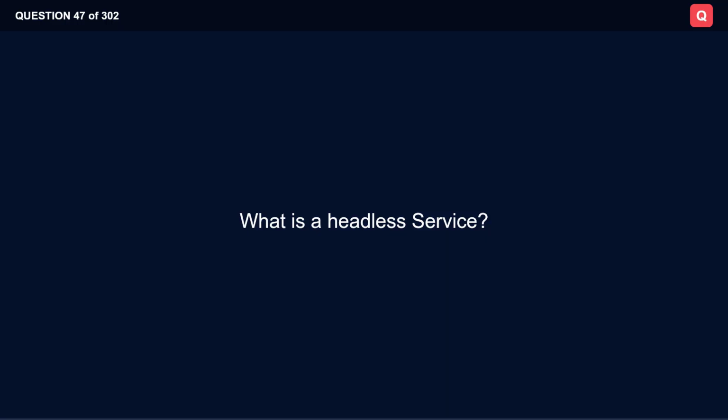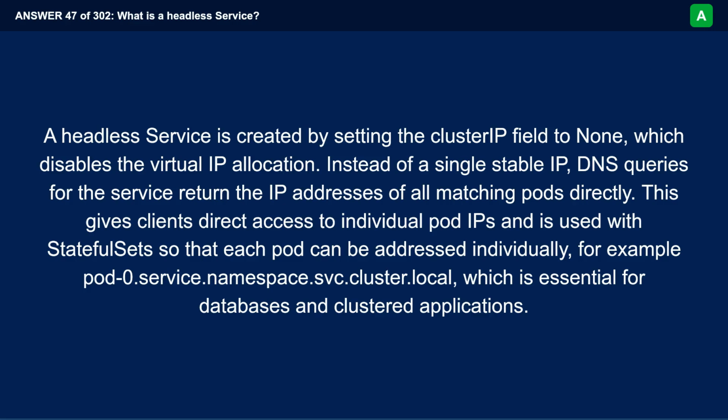What is a headless service? A headless service is created by setting the clusterIP field to None, which disables the virtual IP allocation. Instead of a single stable IP, DNS queries for the service return the IP addresses of all matching pods directly. This gives clients direct access to individual pod IP addresses and is used with StatefulSets so that each pod can be addressed individually. For example, pod-0.service.namespace.svc.cluster.local, which is essential for databases and clustered applications.